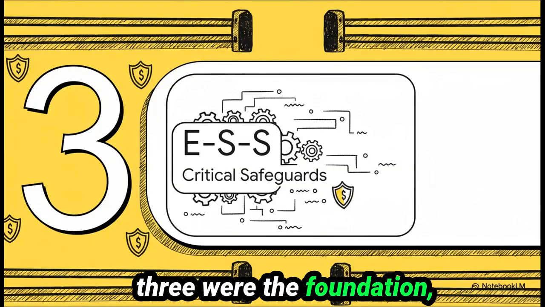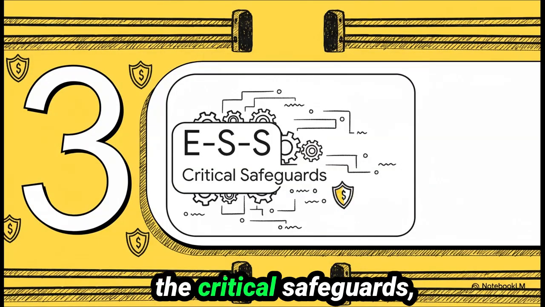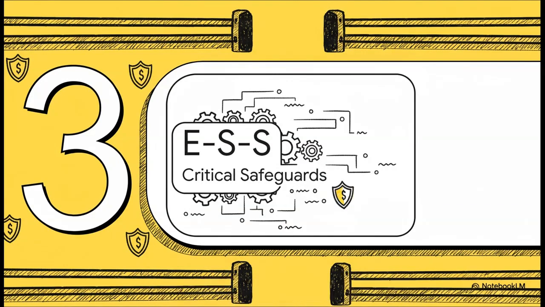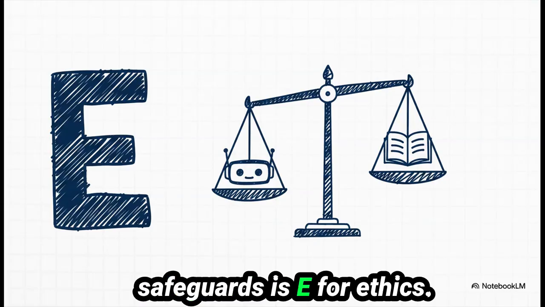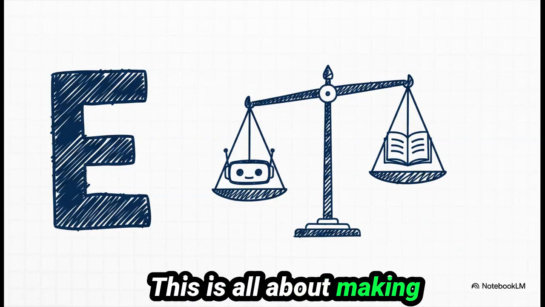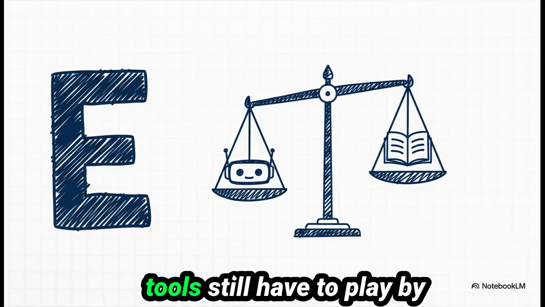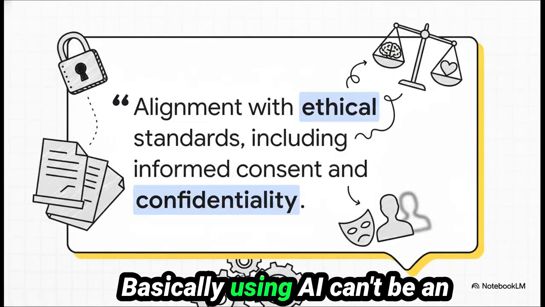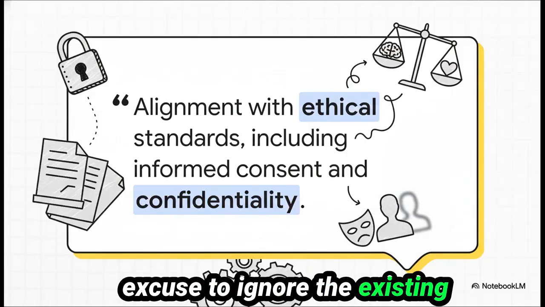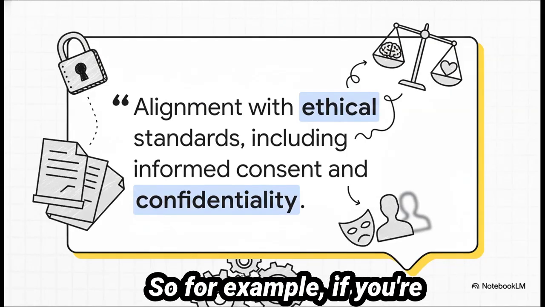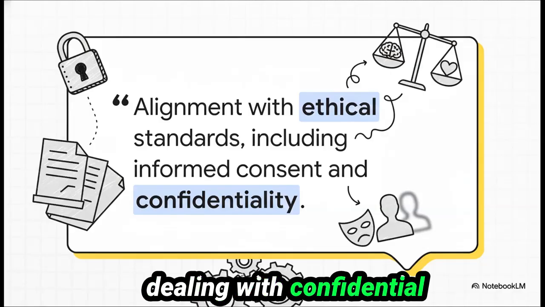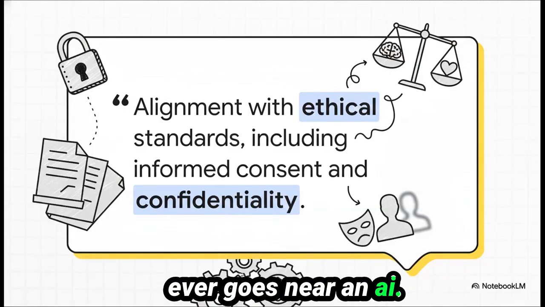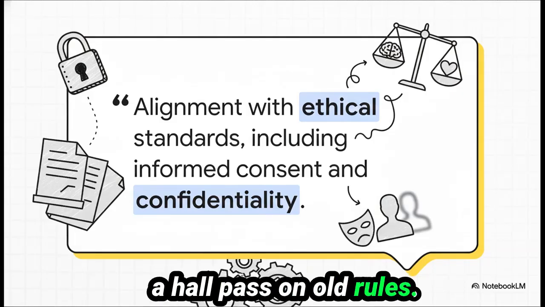If the first 3 were the foundation, you can think of these as the critical safeguards, the guardrails that keep you and your work safe. So the first of these safeguards is E for ethics. This is all about making sure these new, shiny tools still have to play by the old, important rules. Basically, using AI can't be an excuse to ignore the existing ethical standards in your field. So, for example, if you're dealing with confidential data, it has to be completely de-identified before it ever goes near an AI. A new tool doesn't get a hall pass on old rules.